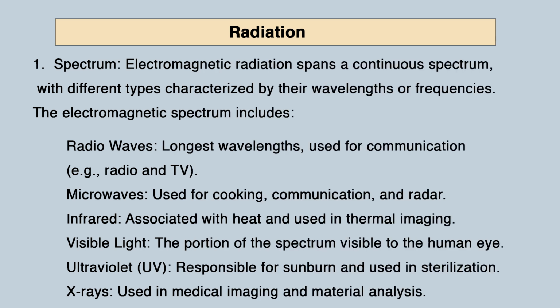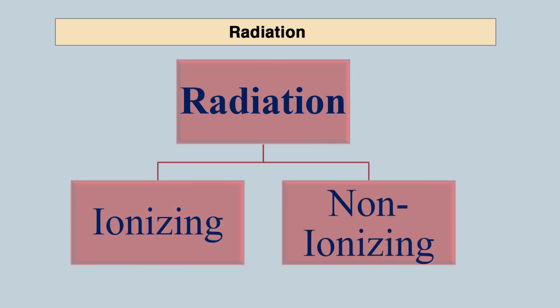Let's explore the spectrum. Electromagnetic radiation spans a continuous spectrum with different types of characteristics, wavelengths and frequencies. Radiation is the emission or transmission of energy in the form of waves or particles through space or a medium. It occurs naturally and it can also be generated artificially. Radiation is broadly categorized into two types, ionizing and non-ionizing. Ionizing radiation such as X-rays and gamma rays carries enough energy to ionize atoms, potentially causing damage to living tissue.